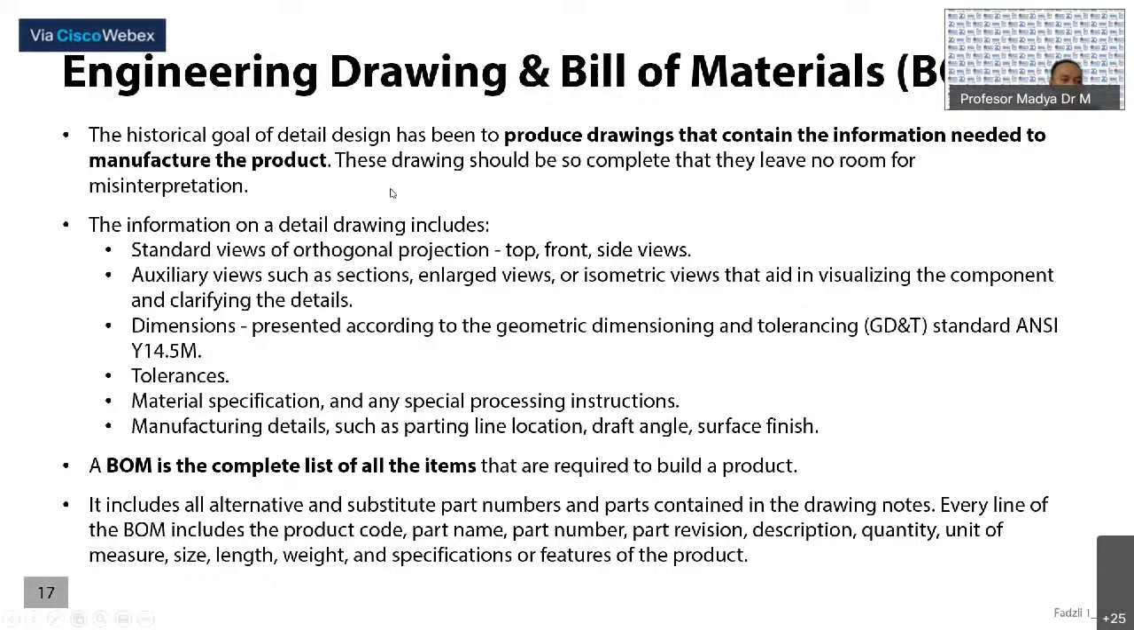The information on the detailed drawing includes the standard view of orthogonal projection. Macam biasalah, ada the top, front, side view. And then auxiliary view, such as the section, enlarged view, semua kena ada lah. And then dimension, of course, kena ada. Biasanya dimension ni kita according to the geometric dimensioning and tolerancing lah, standard ISO. And then kena ada tolerance, and then kena ada material specification and any special processing instruction, and then manufacturing details such as the parting line location, draft angle, surface finish, whatever it is. Dalam engineering drawing, dia kena complete.